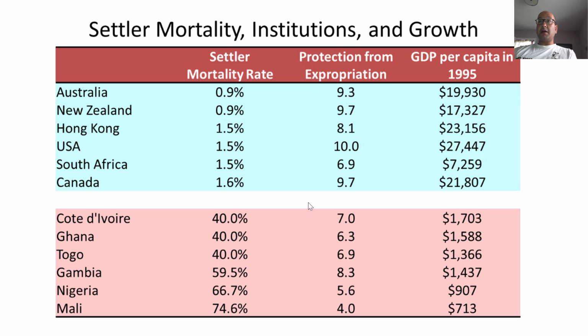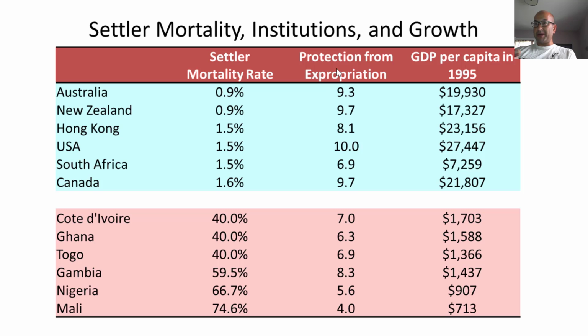So, to show you some data on this, this first column is the settler mortality rate. So, this is basically what fraction of settlers that moved to one of these now countries, at the time colonies, were dying. And so you look at places like Australia, New Zealand, Hong Kong, the US, South Africa, and Canada, below 2%. So pretty low mortality rates among settlers. You take a look at some of these other places. Cote d'Ivoire has like a 40% settler mortality rate, all the way up to Mali, where 3 out of every 4 settlers basically were dying of endemic diseases that were there. Now, what we have in the second column is the current measure of property rights.